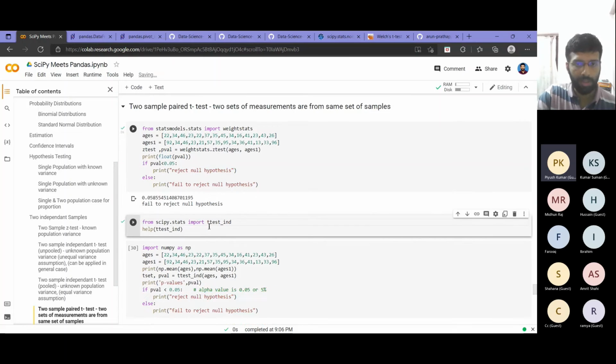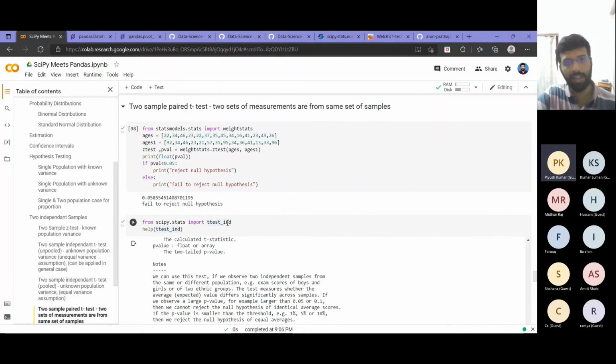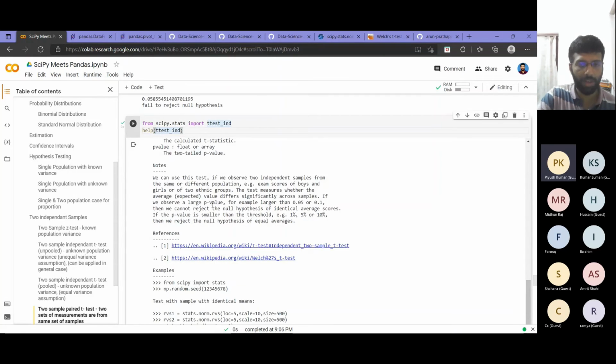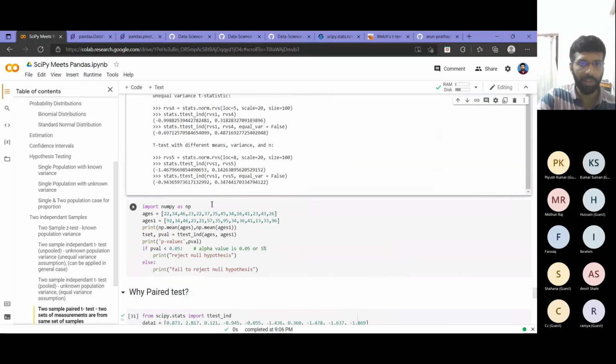Now coming to the independent t-test, the test I mentioned earlier. The independent t-test is the most commonly used test for hypothesis testing across the industry. If you ask for help on t-test, you will get the details from the Python documentation: the calculated t-statistic, the two-tail p-value, and you can even modify it for a single tail. Some examples are also given.